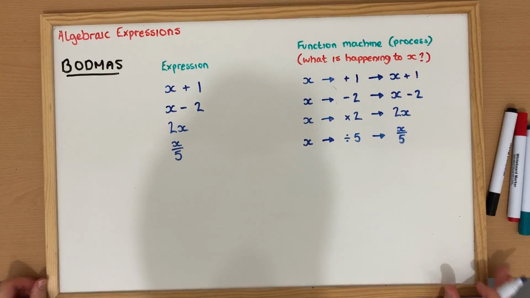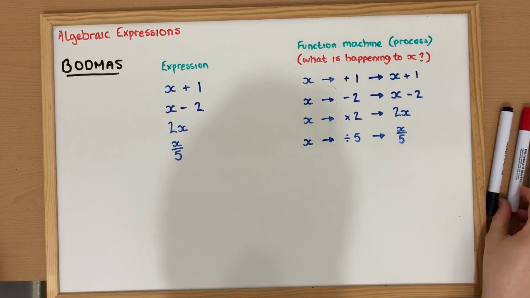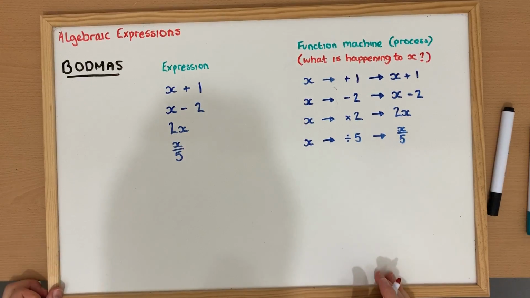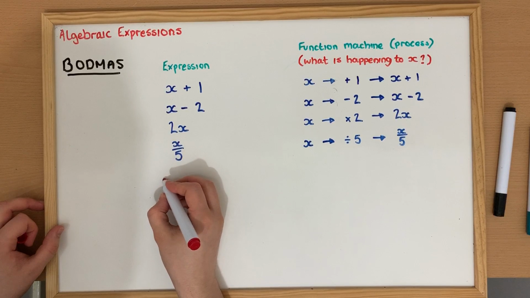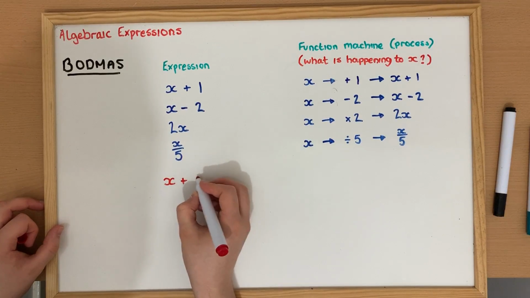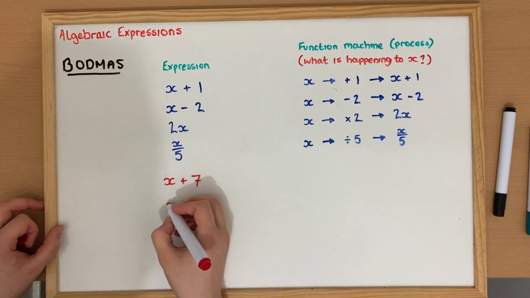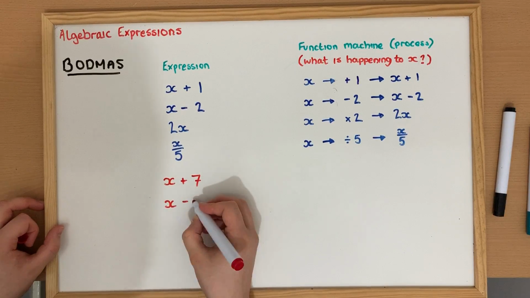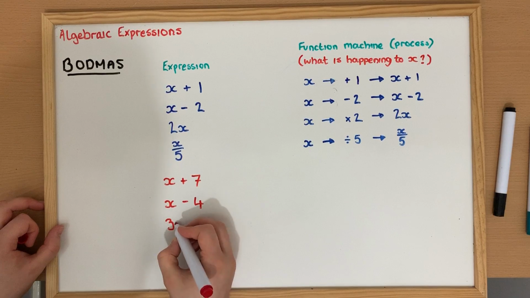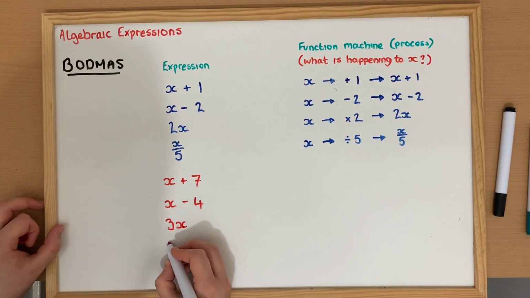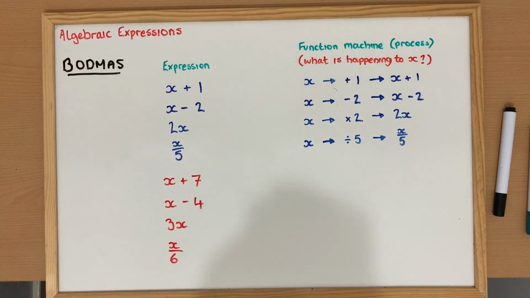So now it's your turn to try. I would like you to try these ones for me, please. x plus 7, x minus 4, 3x, and x over 6. So I'll give you a few minutes to write them as a function machine. Okay.